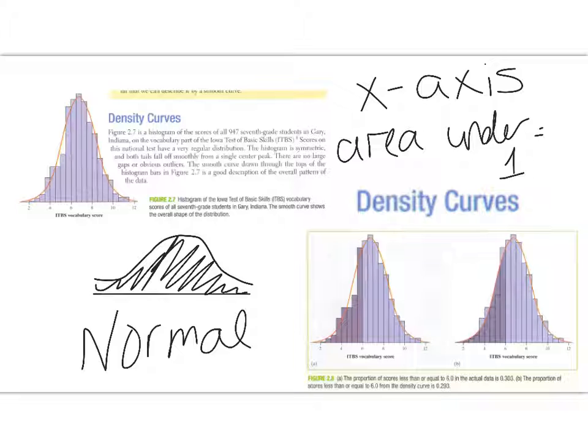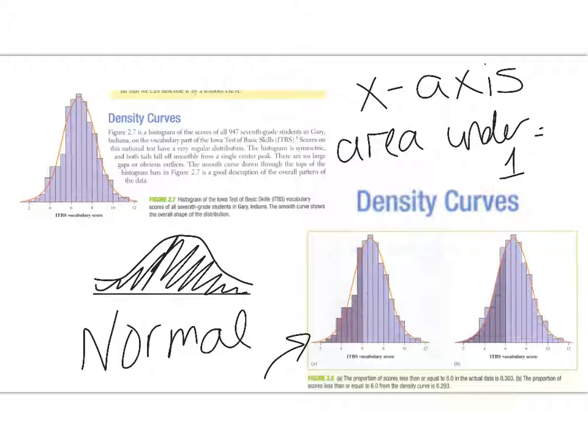So if we look at these two density curves down here in the bottom right, we can see in A, this was on a vocabulary test score in Iowa, the Iowa Test of Basic Skills. And it tells you here that the portion of scores less than or equal to 6 in the actual data is 0.303. So that's what you're seeing here on the left. Based on the data from the histogram, that is the proportion of scores that is less than or equal to a 6.